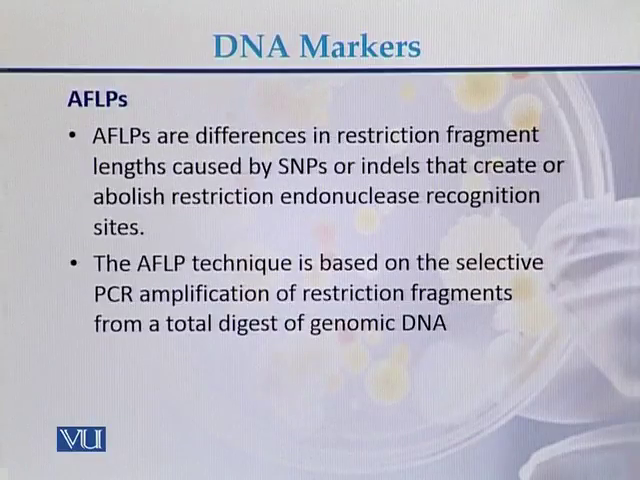Another method which is called AFLP is also used for genomic mapping. AFLPs are differences in restriction fragment length caused either by SNPs or by indels that create or abolish restriction endonuclease recognition sites. The AFLP technique is based on the selective PCR amplification of the restriction fragments from a total digest of the genomic DNA.